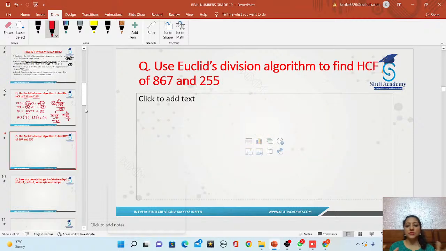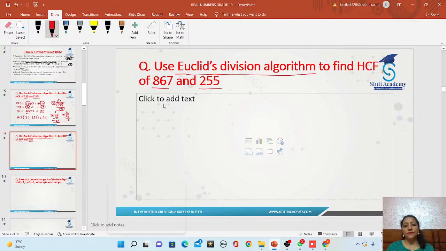Now, these are all the questions which I'm discussing from NCERT exercise 1.1. So, if you have your textbook with you, you can take out exercise 1.1. That's on page number 7. Now, the next question is also based on the same concept. We have to use Euclid's division algorithm and we have to find the HCF of 867 and 255.